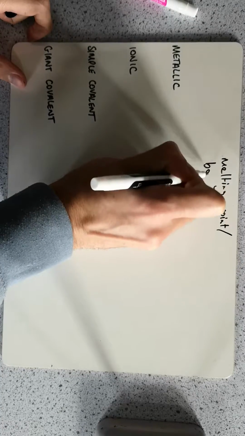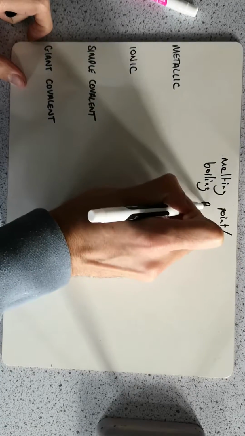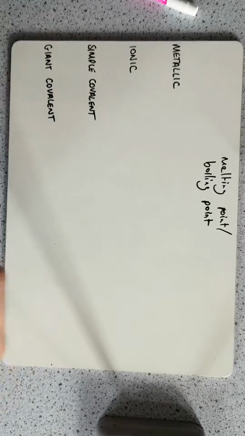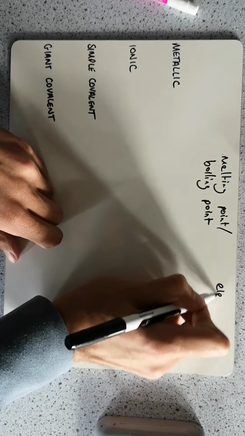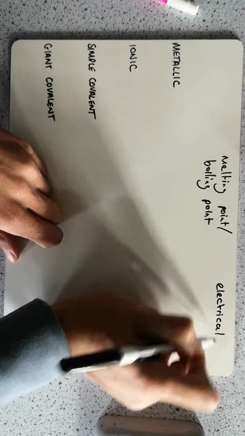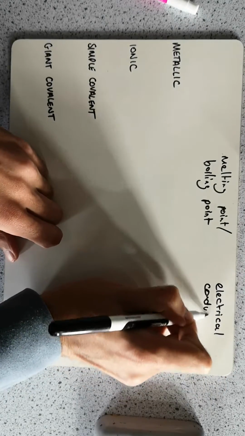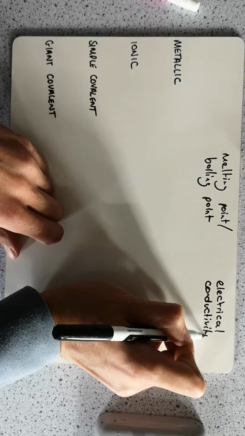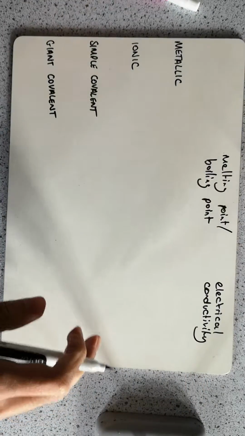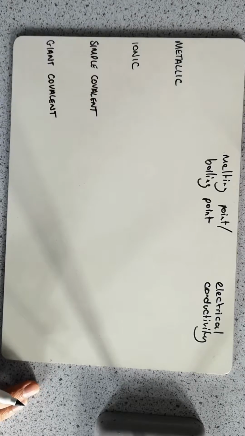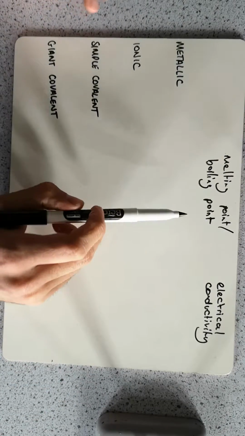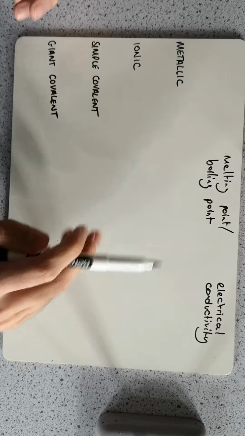And we can say or boiling points, because if it's got a high melting point, it's going to have a high boiling point, and vice versa. And electrical conductivity. So does it conduct electricity? So the first thing we'll look at is some metallic bonds. I'm going to decide will metallic bonds have a high melting point or a low melting point?